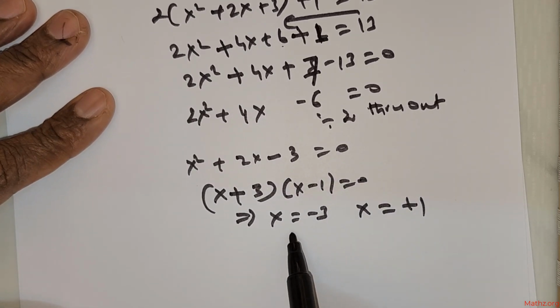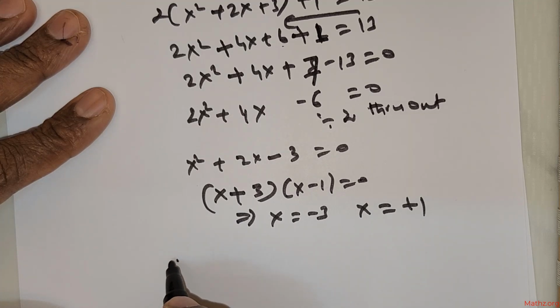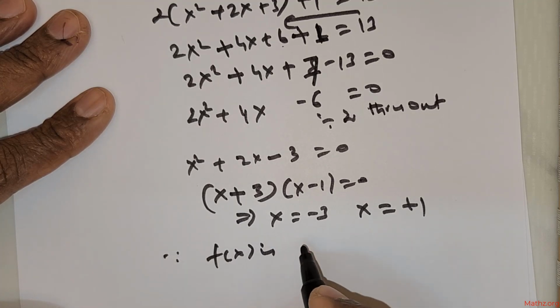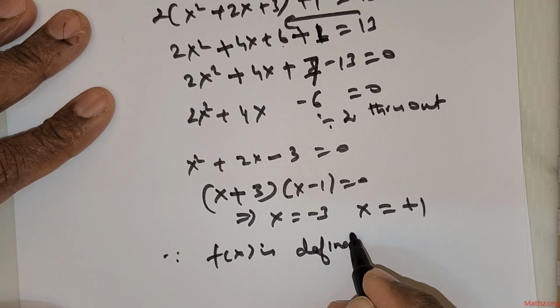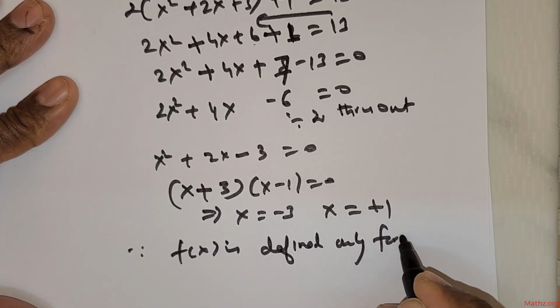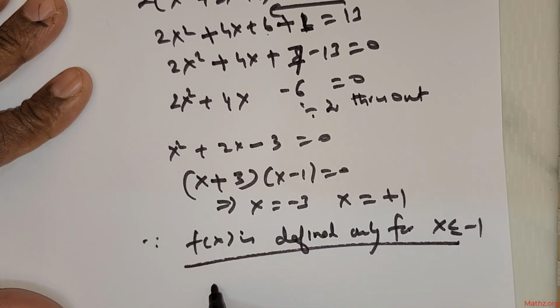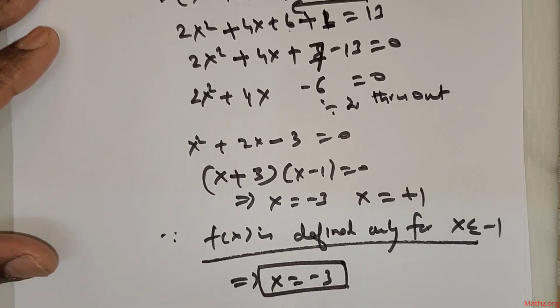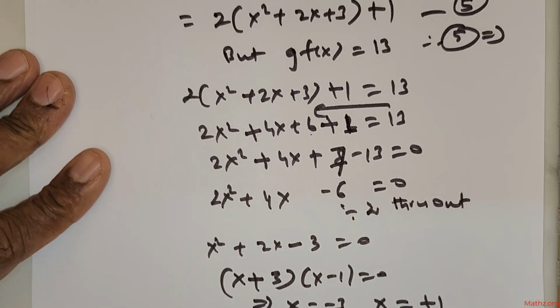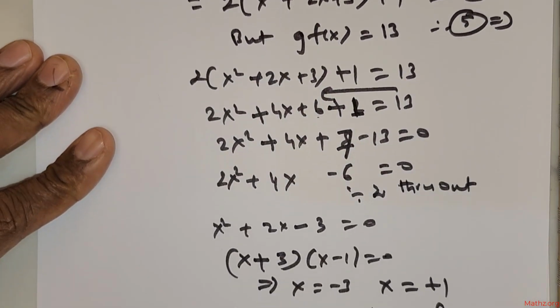But we can only take one of these values. Why? Since f of x is defined only for x less than or equal to -1, right? So that comes into play. So this means x is equal to -3 is the required solution. So that completes the question. So we move on to the next one.